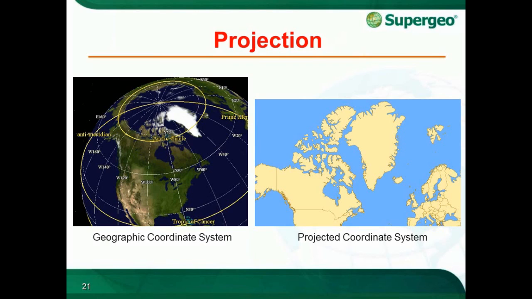And this is the Earth displayed by 2 different coordinate systems. On the left-hand side is the geographic coordinate system with 3 dimensions. And on the right-hand side is the result of a flat 2-dimensional platform projected from 3 dimensions. And from the illustration here, we can easily see the difference between the geographic coordinate system and the projected coordinate system.